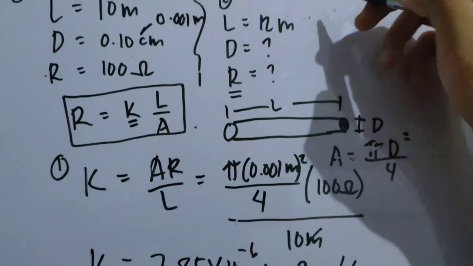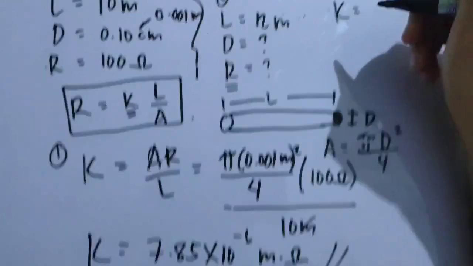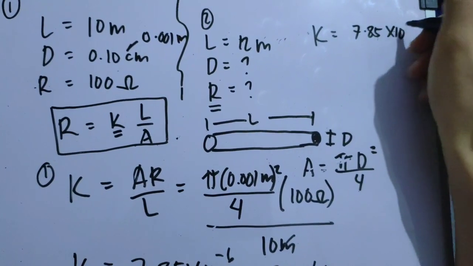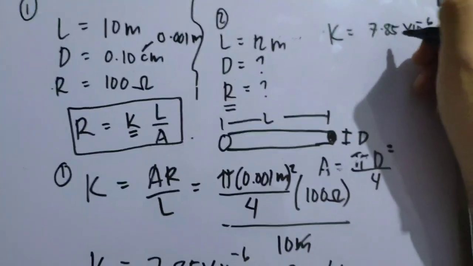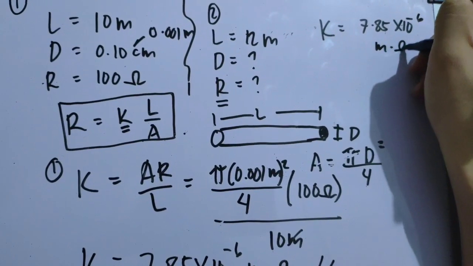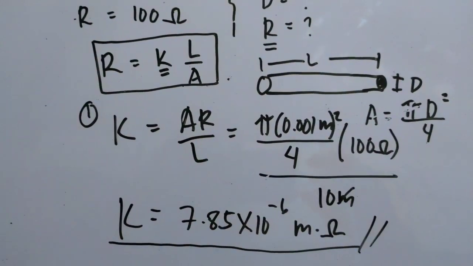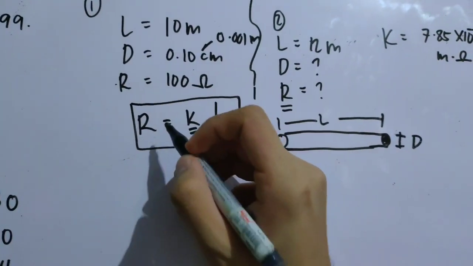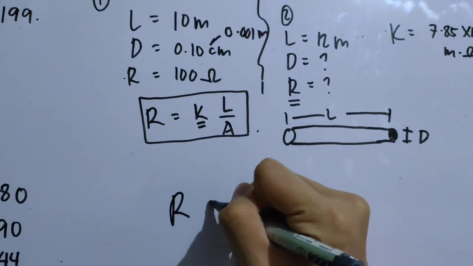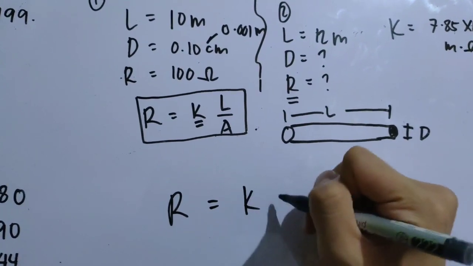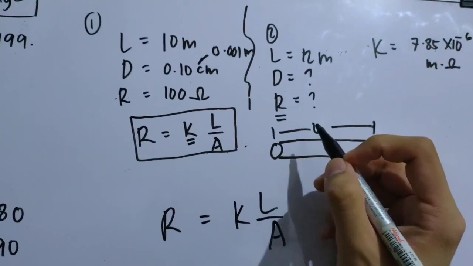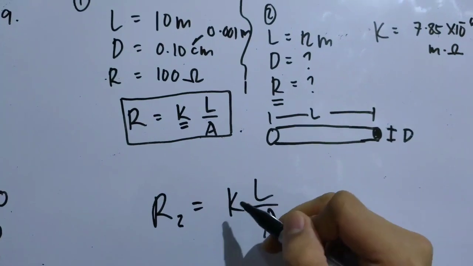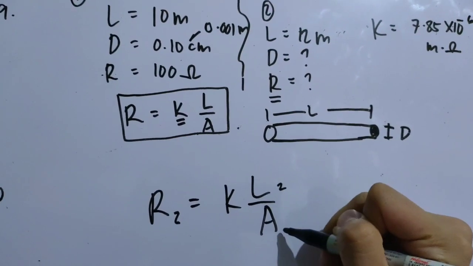So isulat natin dito yung K. K is equal to 7.85 times 10 to the negative 6 meter ohm. Tapos i-erase ulit natin to. So ngayon, i-solve na natin yung second condition. So using this formula, yung resistance natin is equal to KL over A. Ito dahil second condition, lagyan na lang natin ng subscript na 2. Resistance 2 is equal to K times L2 over A2.